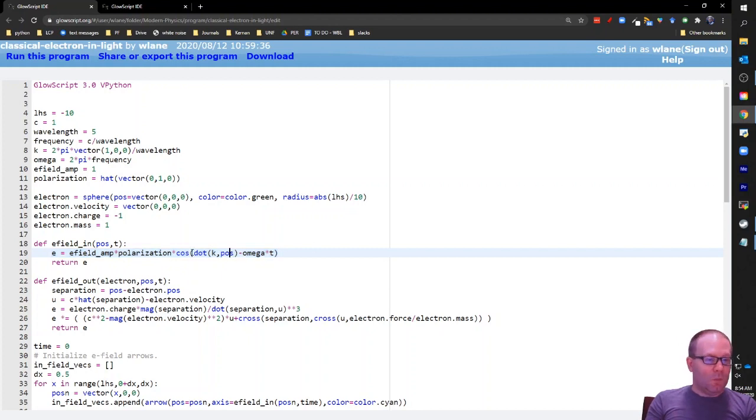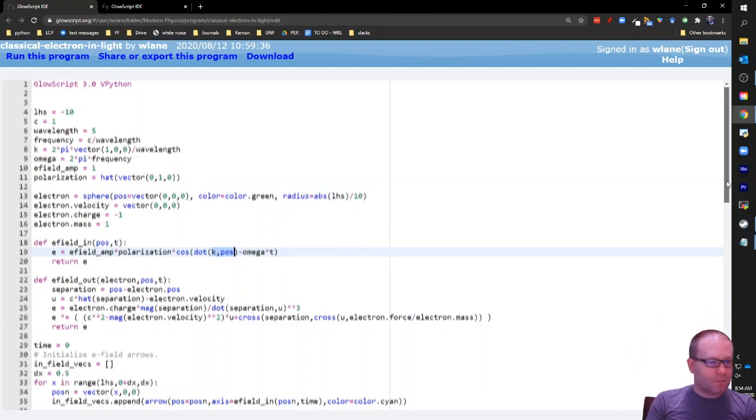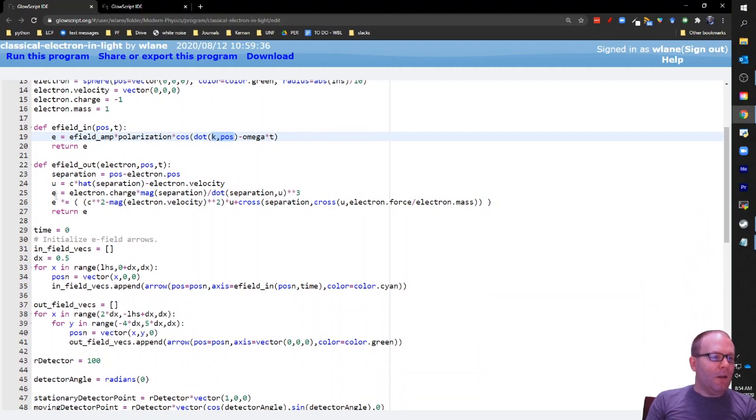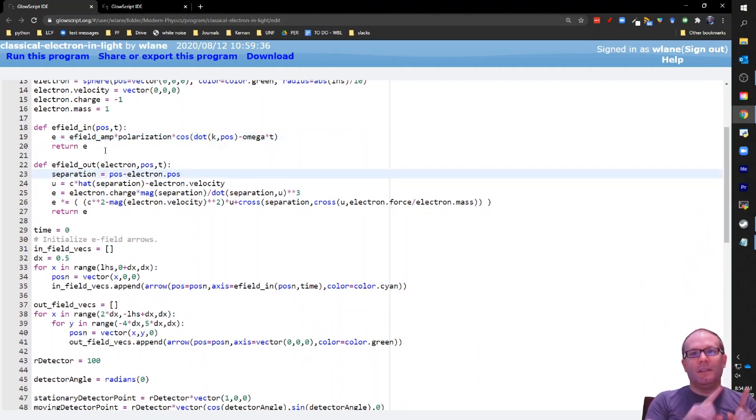So it's this wave pattern that's got k dot the position minus omega t. That's what produces that nice plane wave coming in that we saw. Then here we're calculating what the electric field is that the accelerating electron creates. This is the part that's a little bit complicated.